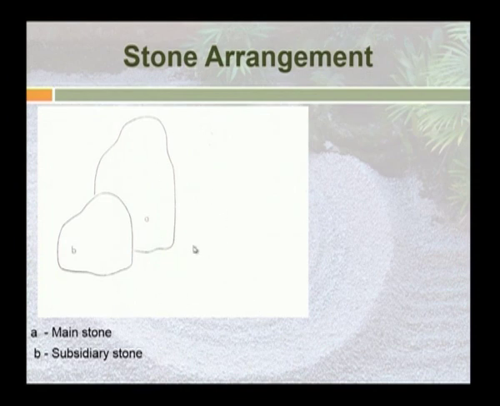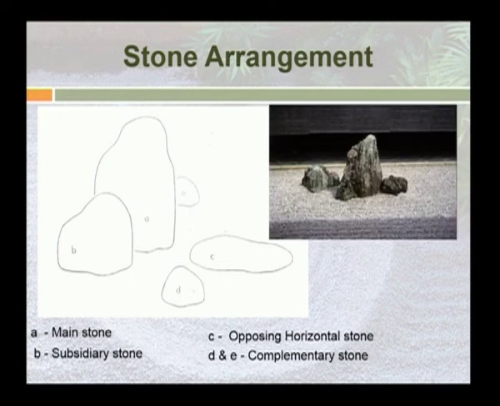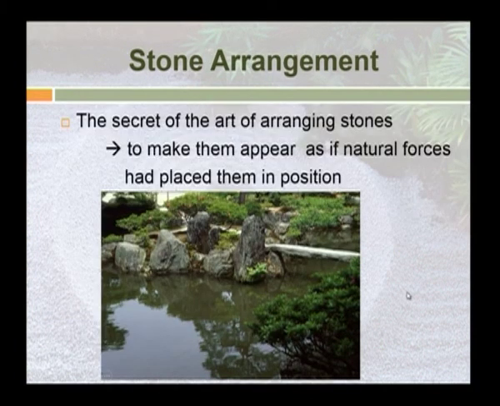For example, in a typical stone arrangement, first a main stone is placed to the left of the central axis, and in front of it another subsidiary stone is placed, and just diagonally opposite to it another opposing stone is placed. The main stone and opposing stone always have contrasting characteristics. This is the basic arrangement. With this, two or more complementary stones can be added in the foreground and in the background. A mirror image of a similar arrangement can also be used. The main idea behind the stone arrangement is to make them appear as if natural forces have placed them in this position.